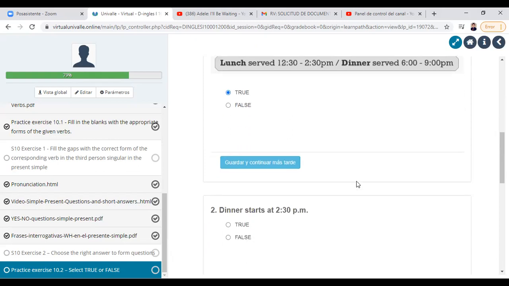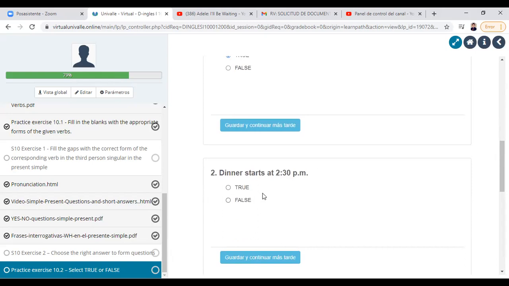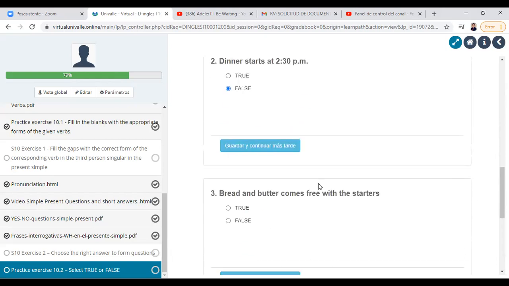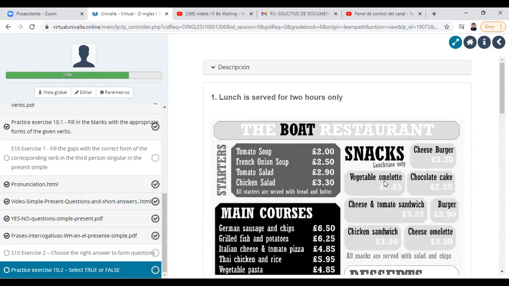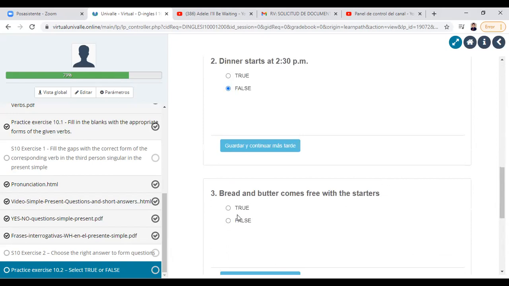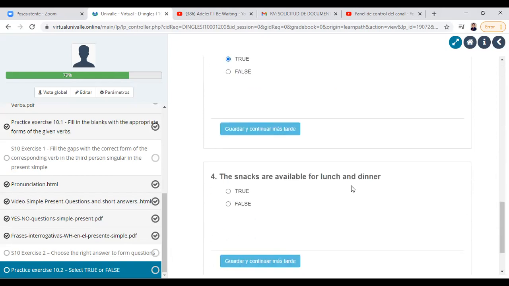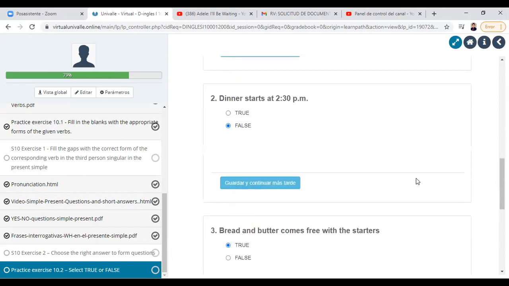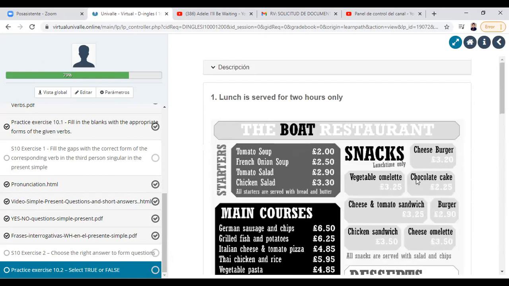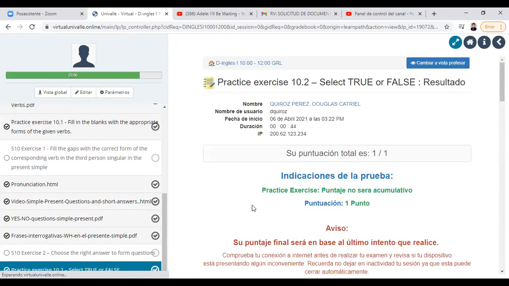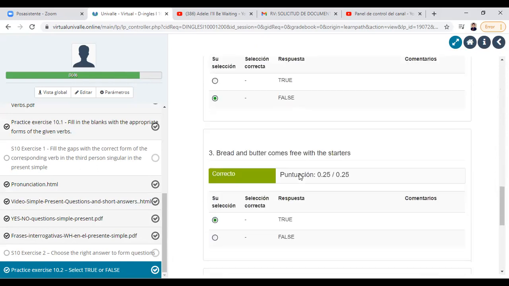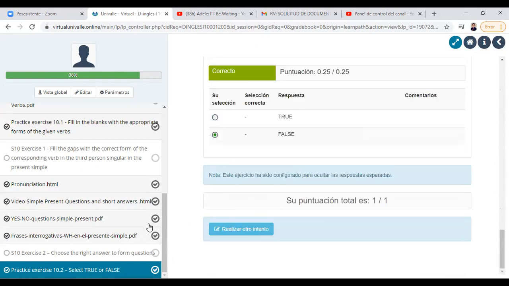Dinner starts at 2:30 p.m., that's false. And bread and butter comes free with the starters. Let's take a look. All the starters are served with bread and butter. That's true. And number 4, the snacks are available for lunch and dinner. Let me see. Lunchtime only, so it means that it's false. Okay, we're going to say our answers and now we're going to make sure number 1 is correct. Also number 2, number 3, and number 4.